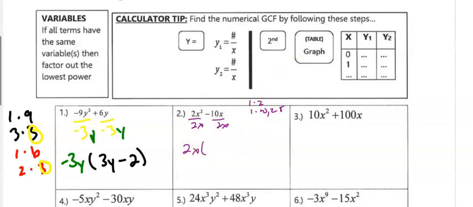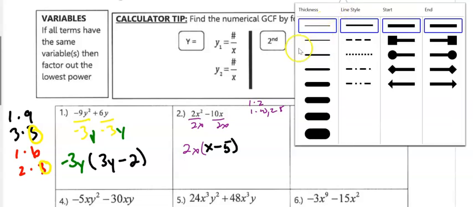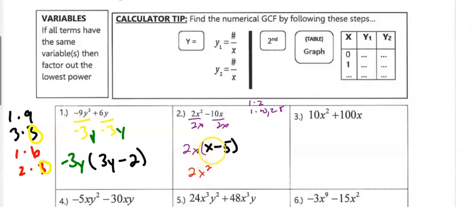And let's look at what we got left over. The 2's cancel, so there's 1. You don't have to write 1. X squared divided by x just leaves us an x. Minus negative 10 divided by 2 is 5. The x's cancel. There's our answer. And again, you can multiply it out to see if you get what you started. Let's do that. We have 2x squared minus 10x, which is what we started with.